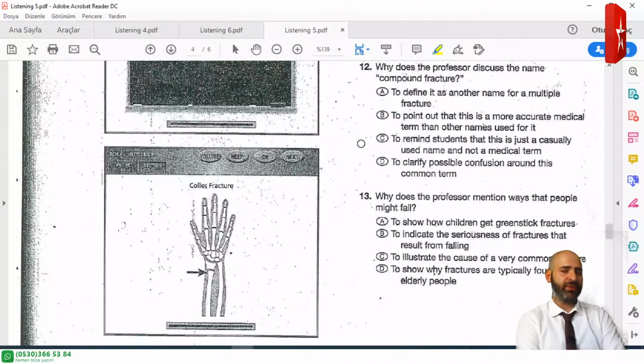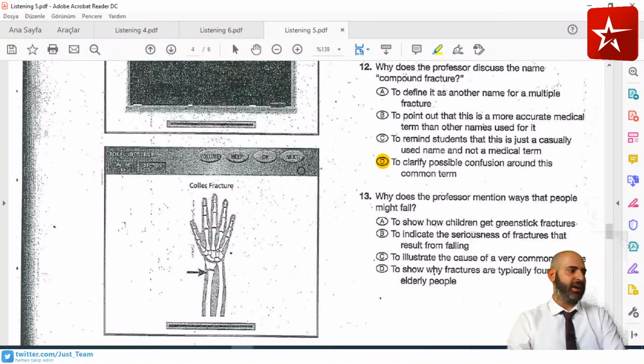Do you think compound fracture is the same as multiple fracture? Definitely A is incorrect because multiple fracture refers to the number of breaks, but compound fracture does not refer to the number of breaks. So compound and multiple are not the same. Therefore, our answer is D. Good job, Ayna and Ece, for this question.